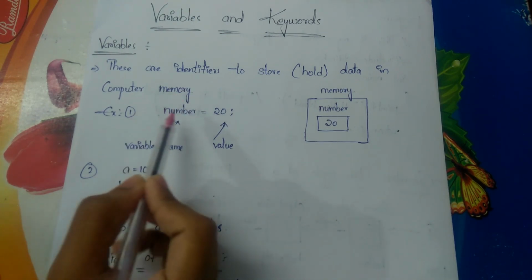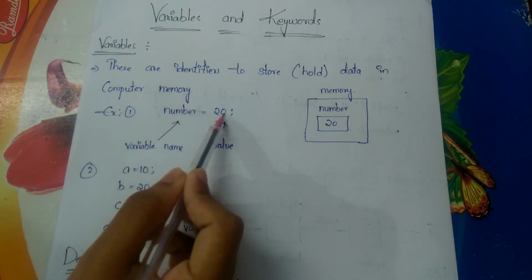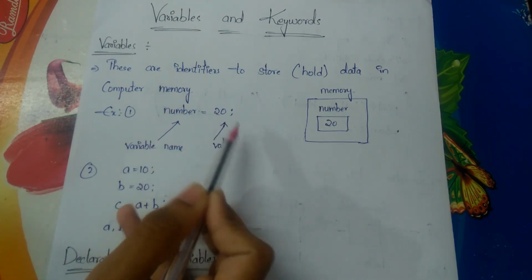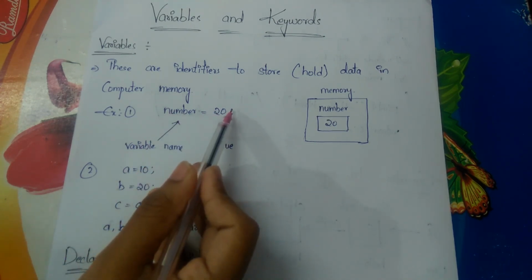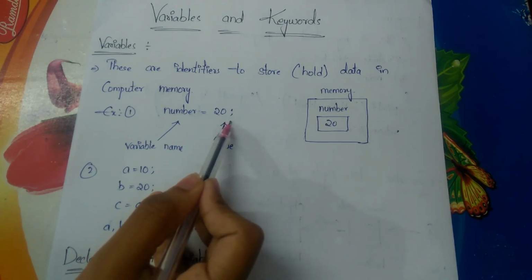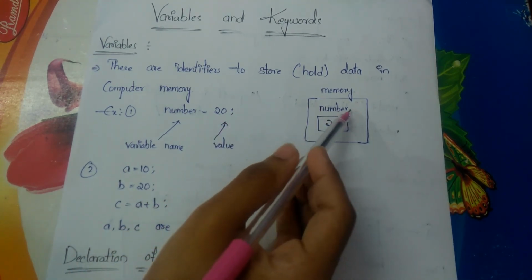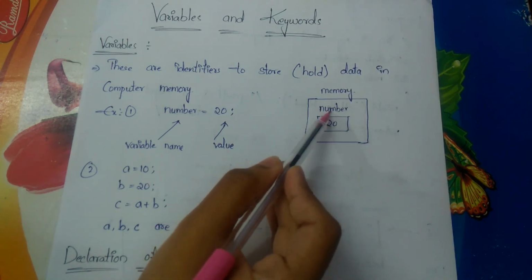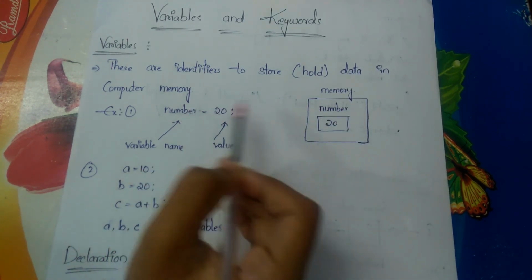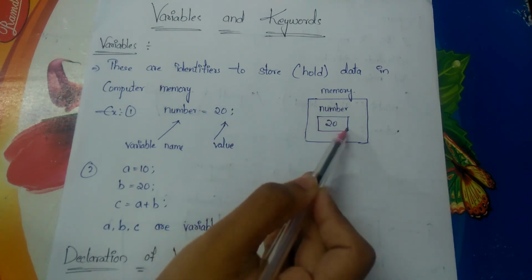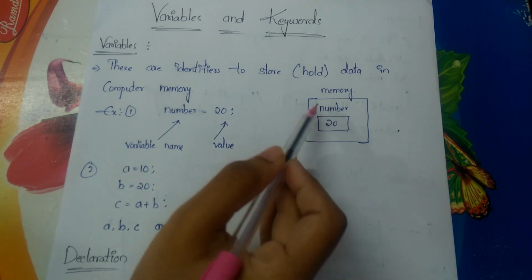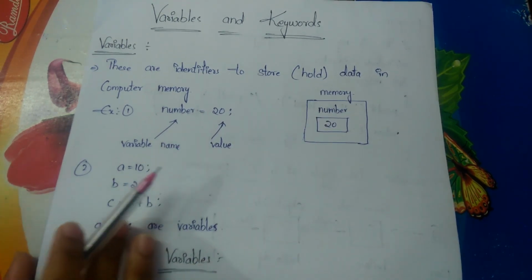For example, if we take number is equal to 20, number is a variable name and 20 is the value. Now we know that every statement in a C program is ended with a semicolon. Immediately, the computer creates one memory block with the variable name. Here the variable name is number and the value will be stored in the number block. So this is about the variables.